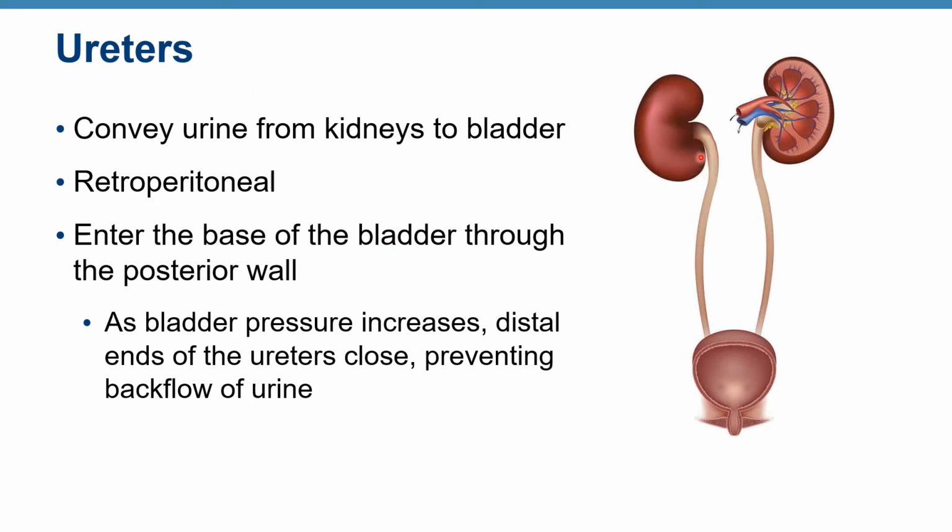Ureters. Ureters are these tubes over here, and they convey urine from kidneys to the urinary bladder. The same as kidneys, ureters are retroperitoneal, and they enter the base of the bladder through the posterior wall. As blood pressure increases, distal ends of the ureter close, preventing backflow of urine.